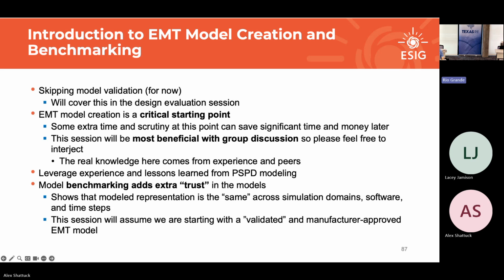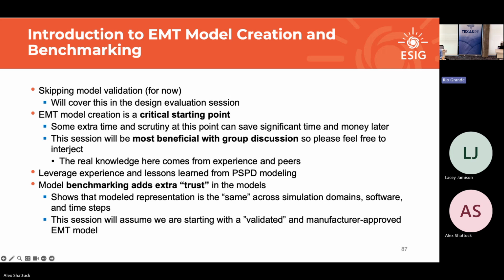It's amazing. So I'm going to skip model validation for now. I'm going to cover model validation in the design evaluation section, which is out of order, but it will probably make sense when we get there because I linked them in my mind. So we're going to assume for the rest of this discussion that the models for this session are validated. We're just making that assumption now.